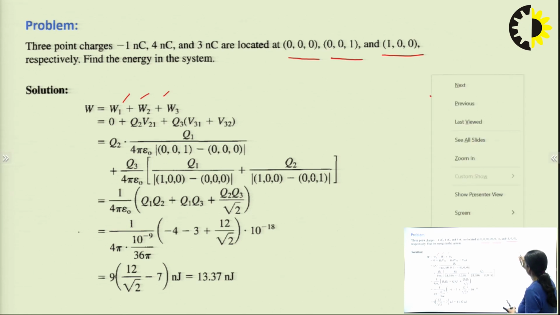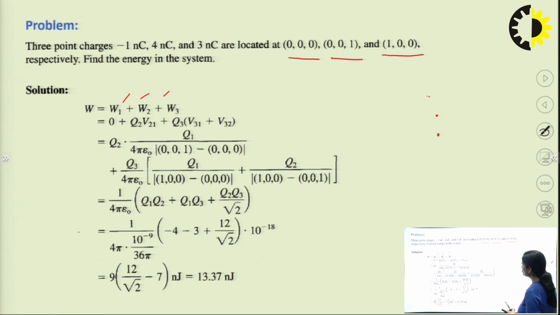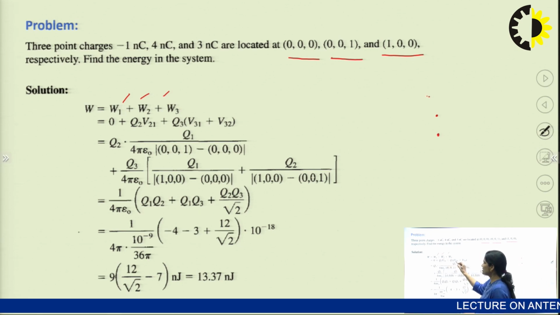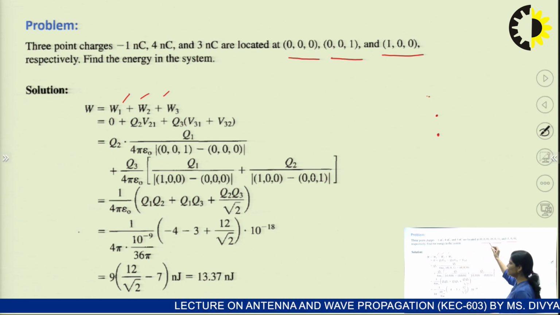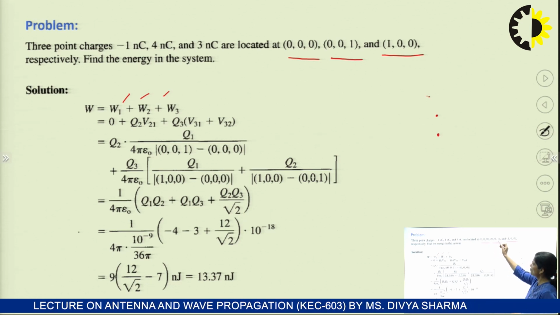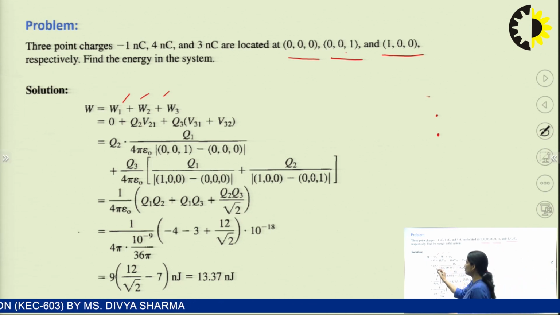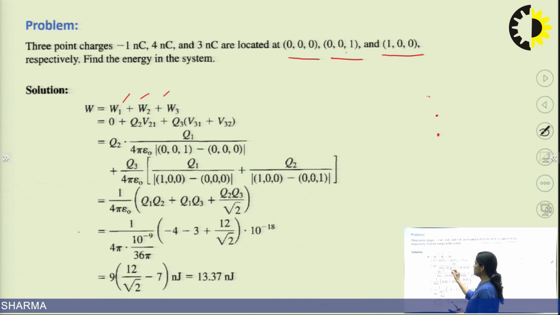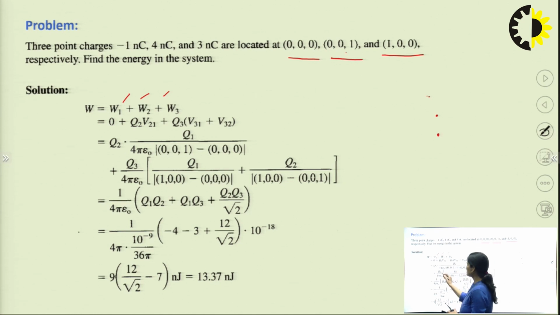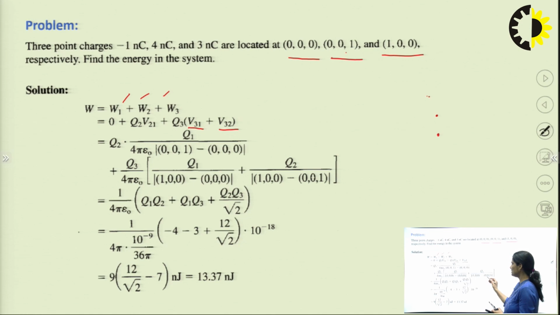So at point 1 you have 0. From this point to this point, write down V21. When you are considering the third one, V31 plus V32. So put all these values which are given in your question: 0, 0, 0; 0, 0, 1; and 1, 0, 0. First you have to write down for this combination: Q2 Q1 over 4 pi epsilon naught times (0, 0, 1 minus 0, 0, 0). Now for Q3, 4 pi epsilon naught, put the values of V31 and V32: Q1 upon (1, 0, 0 minus 0, 0, 1), plus Q2 upon (1, 0, 0 minus 0, 0, 1).